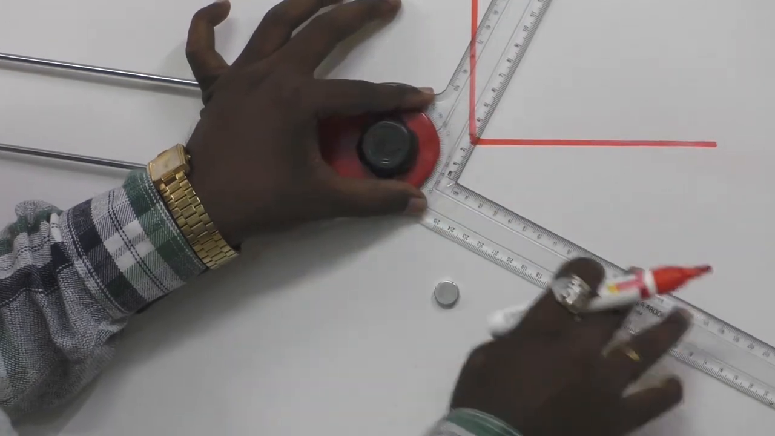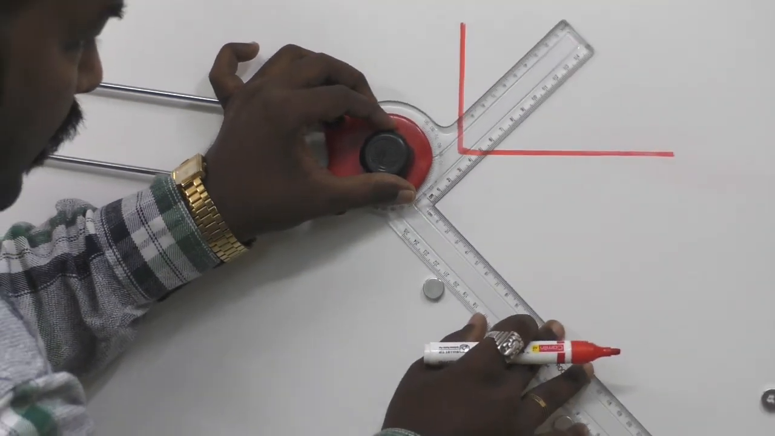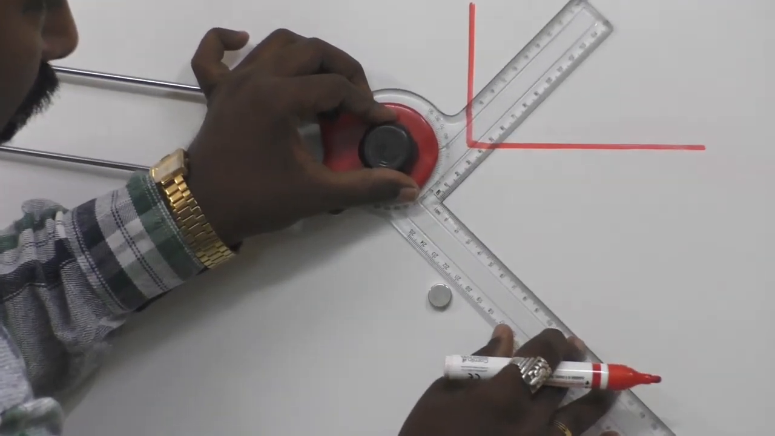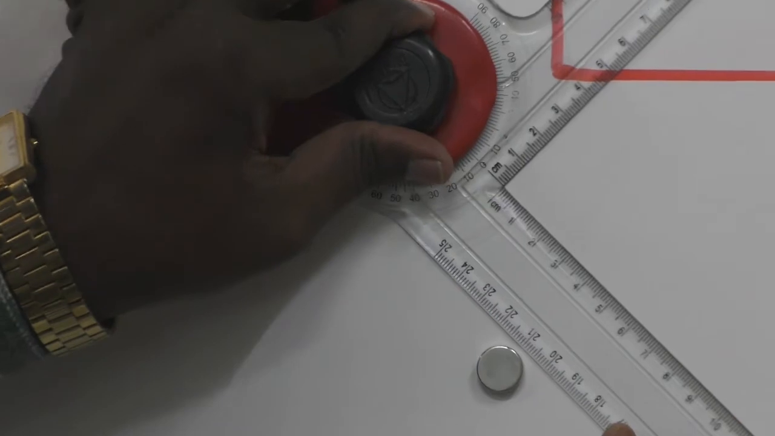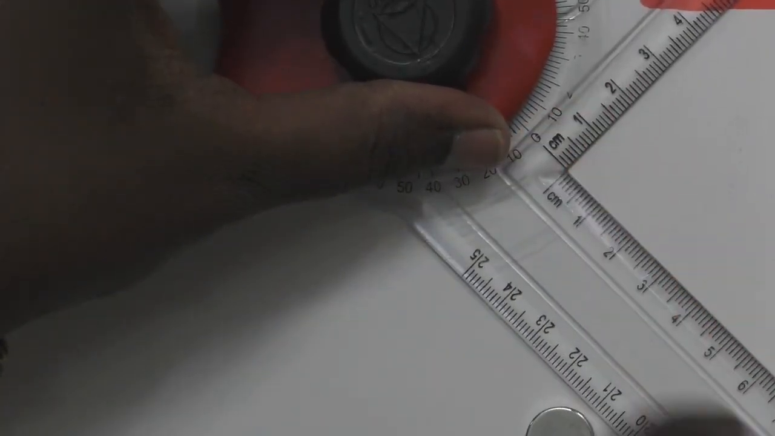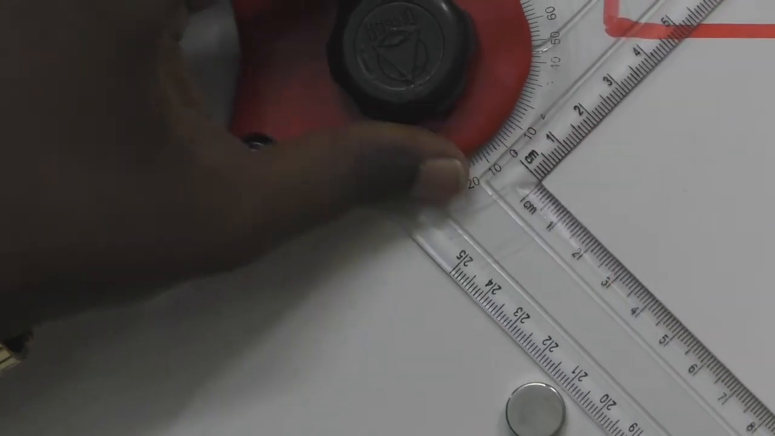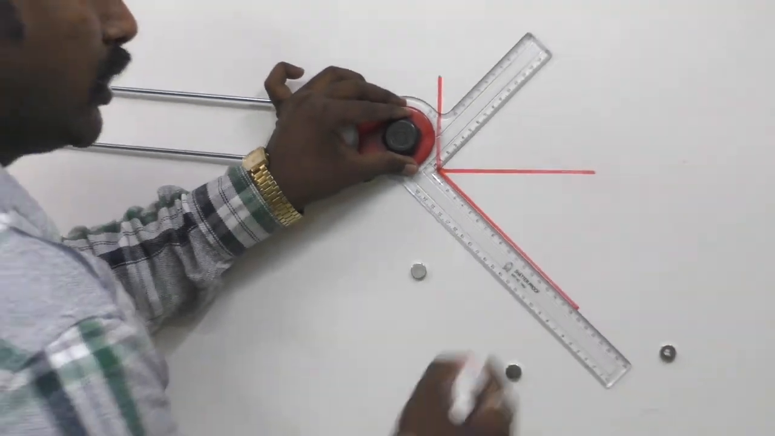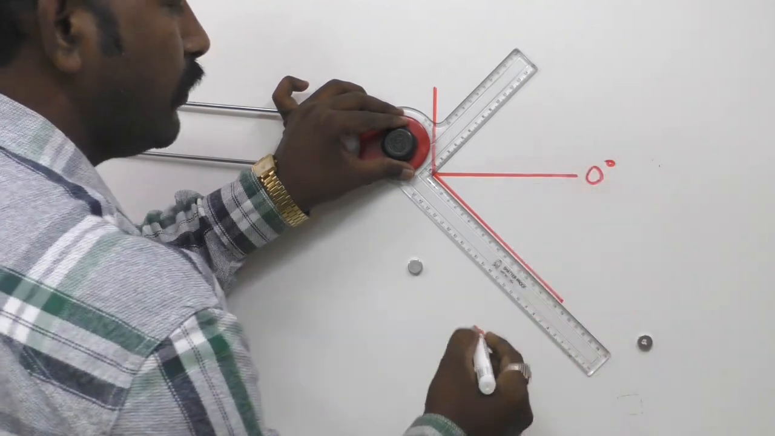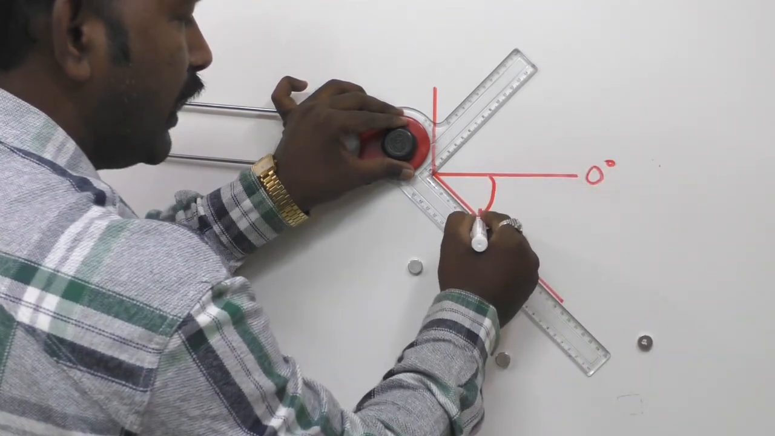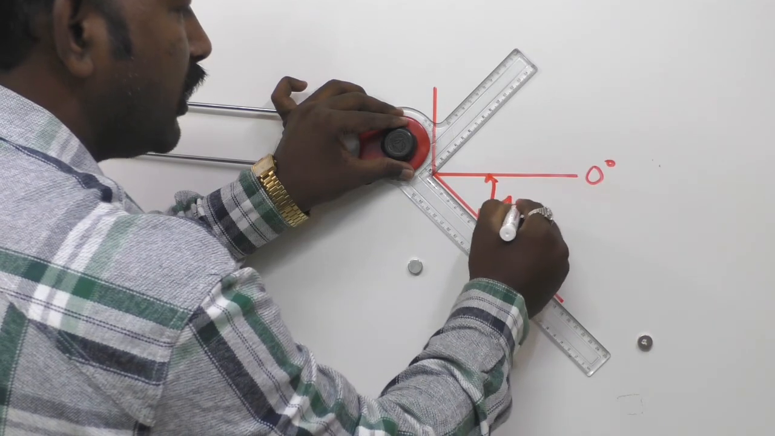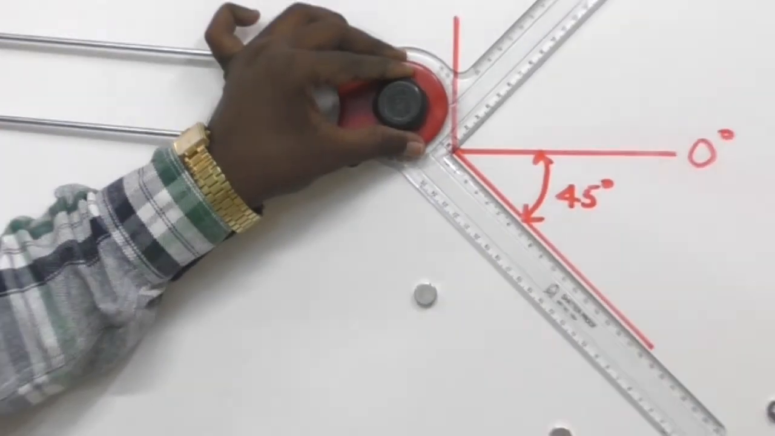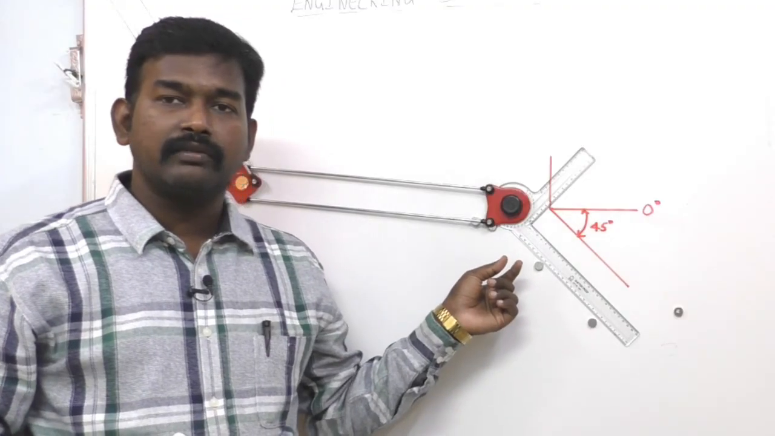Now I want to construct a 45 degrees line. Here this is 40 and this is 50. In between, one line is there, that is 45. So hold it and tighten the knob. That means this line represents 45 degrees. So I want to construct it here. Here this is the 0 degrees line and this is the 45 degrees line. Without using another protractor, by using the mini drafter only, we can measure and draw angular lines. That is the main advantage of the mini drafter.